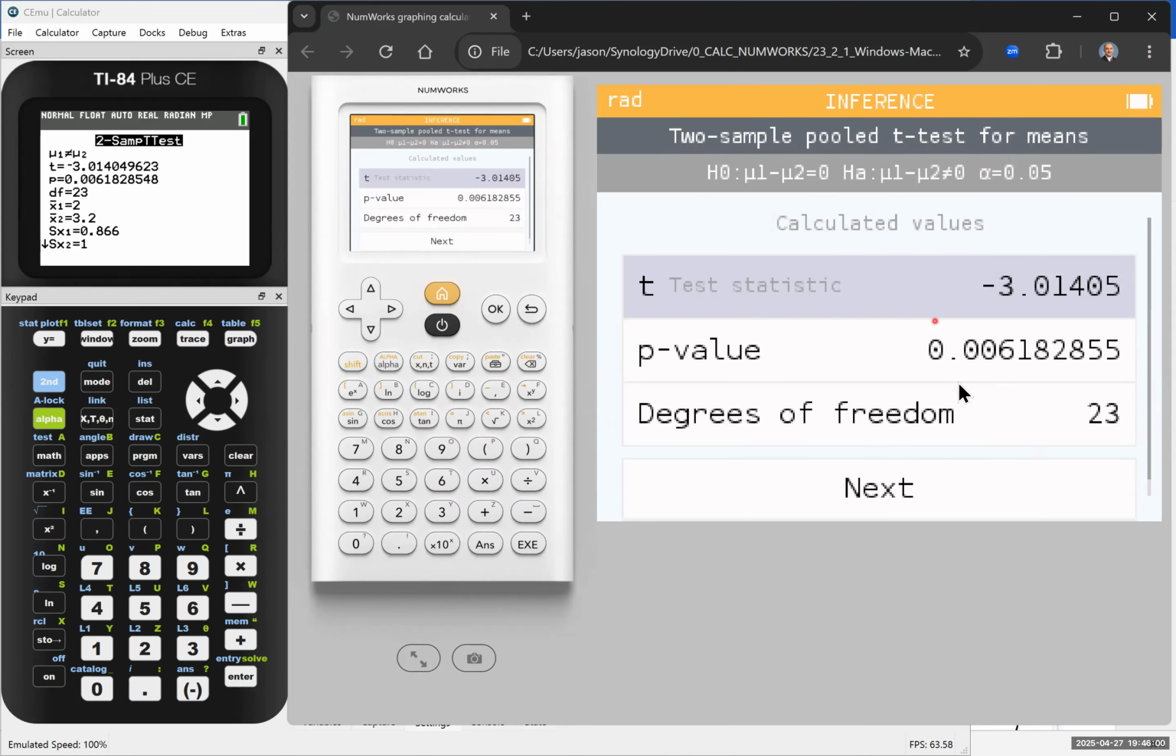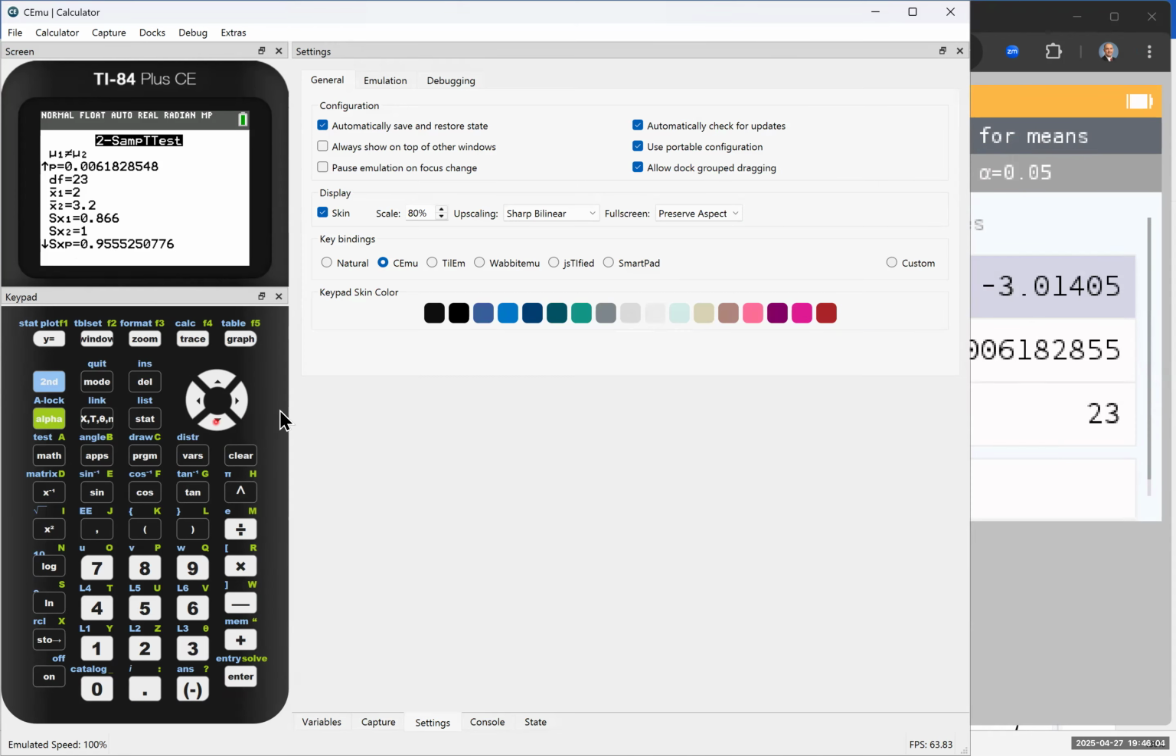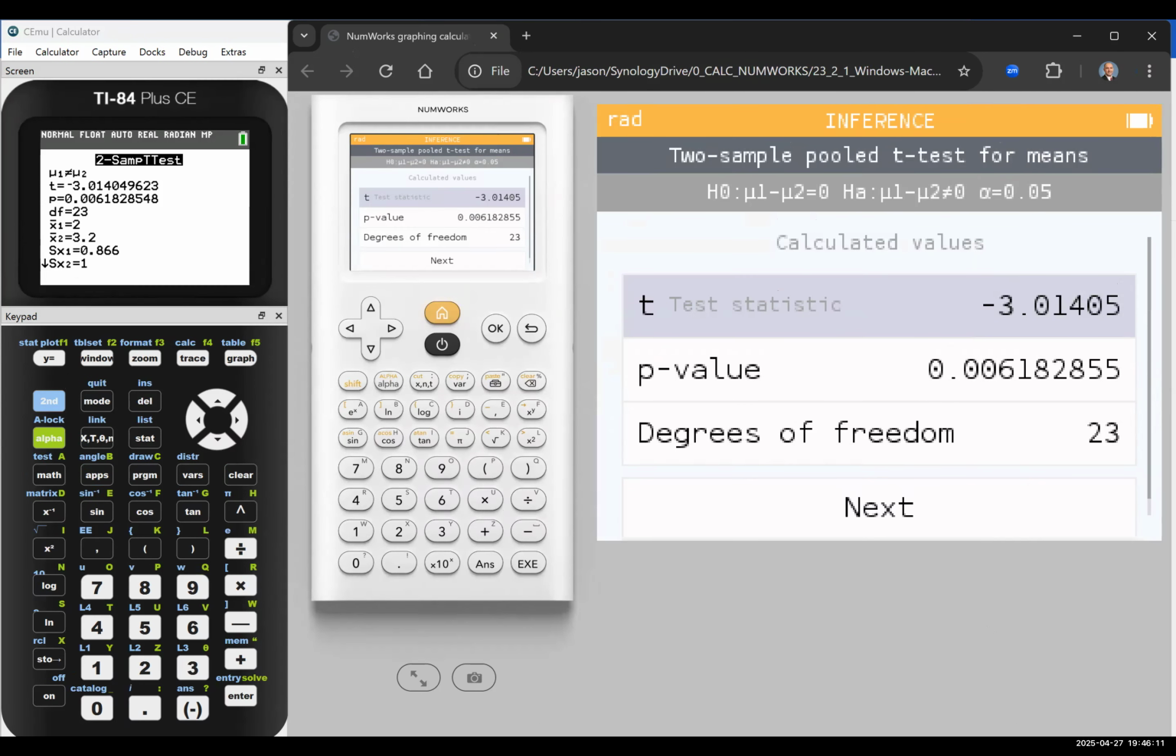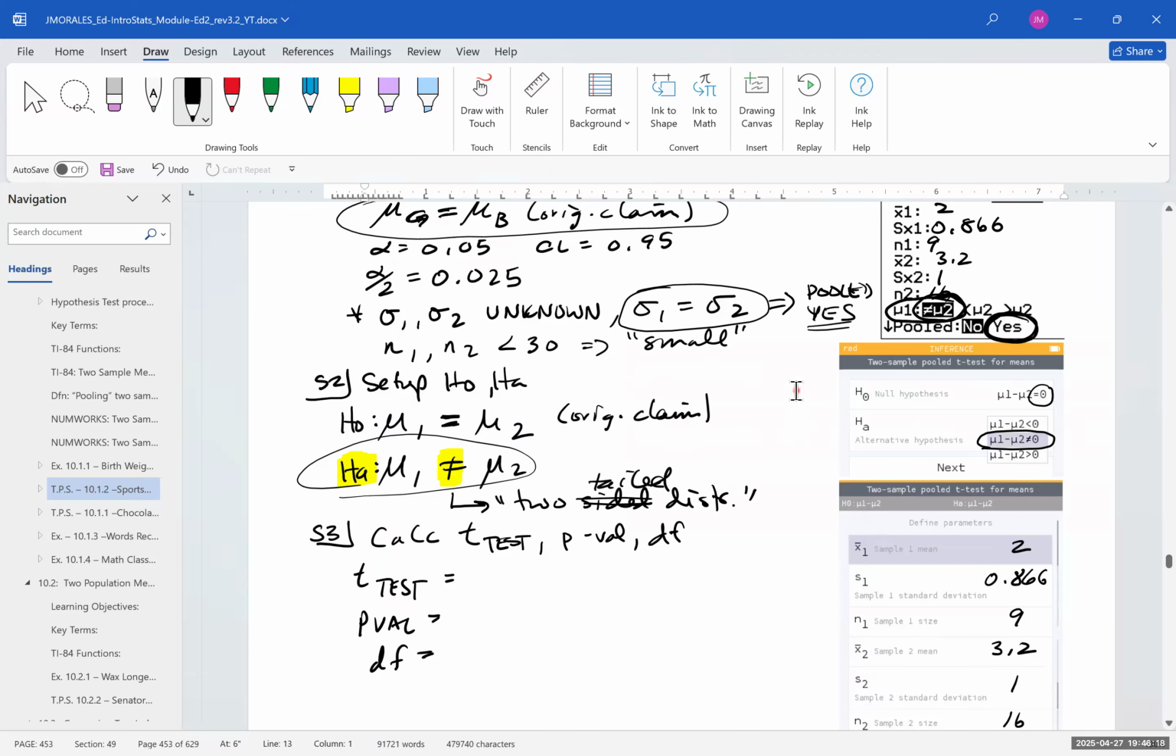So it looks like we're getting identical values here. Okay. So let's put these values down. So we have a test statistic of negative 3.01405, p-value of 0.006183, and 23 degrees of freedom.